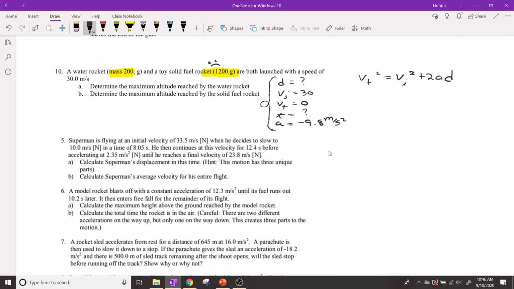Superman is flying with an initial velocity of 33.5 meters per second when he decides to slow to 10 meters per second at a time of 8.05 seconds. He then continues at this velocity for 12.4 seconds before accelerating at 2.35 meters per second squared until he reaches a final velocity of 23.8 meters per second. Calculate Superman's displacement at this time. Hint, the motion has three unique parts. Yeah, so this is three problems in one.